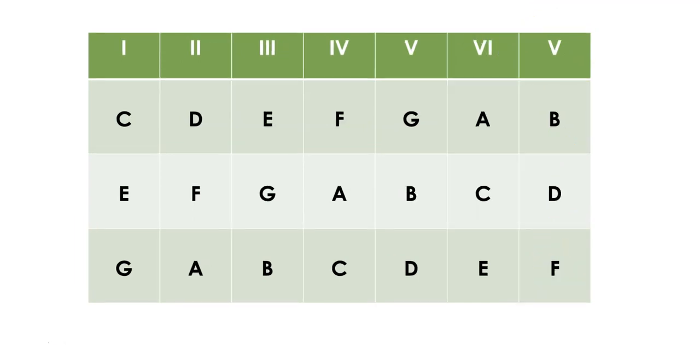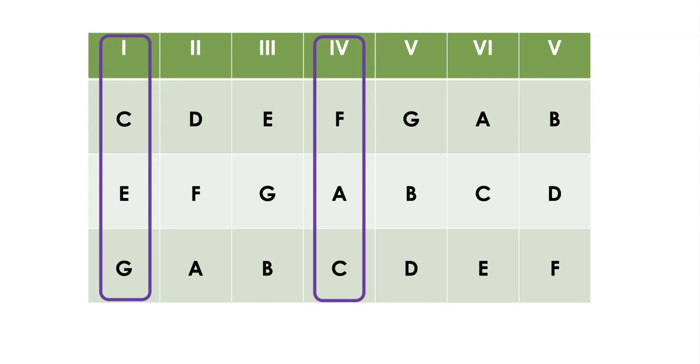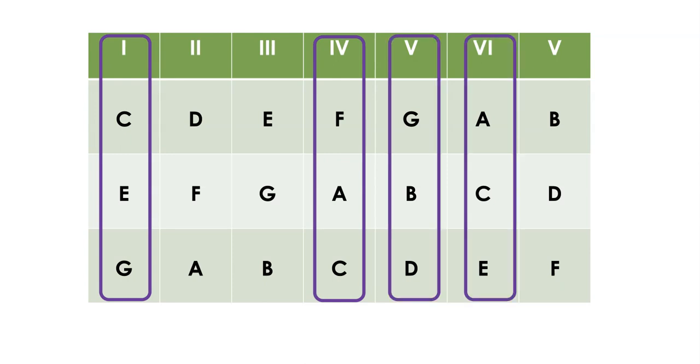For today's lesson, we're going to use the chords of C, F, G, and A as an example. My progression will be 1, 5, 6, 4, C, G, A minor, F. Let's have a listen.